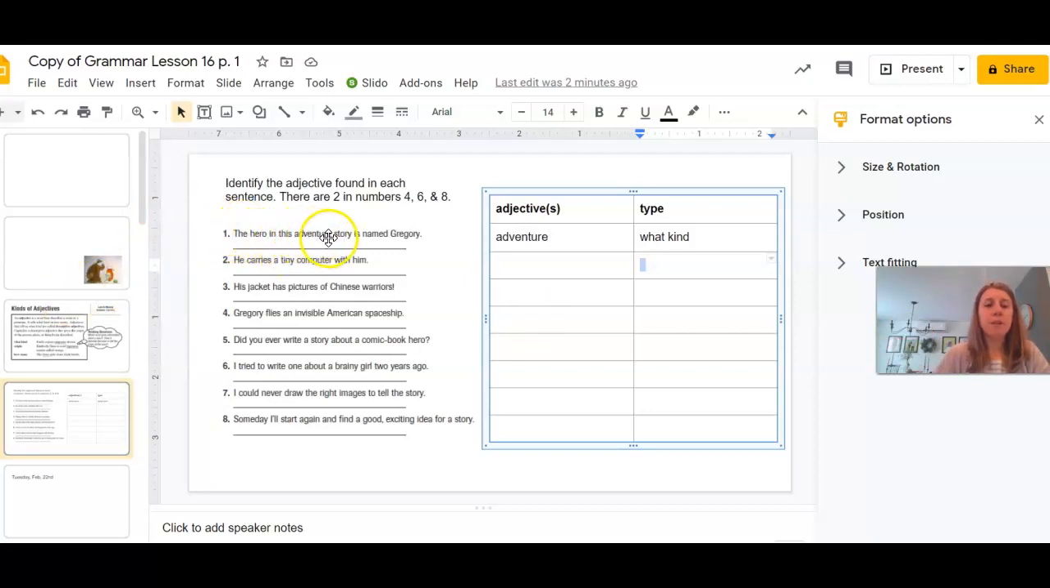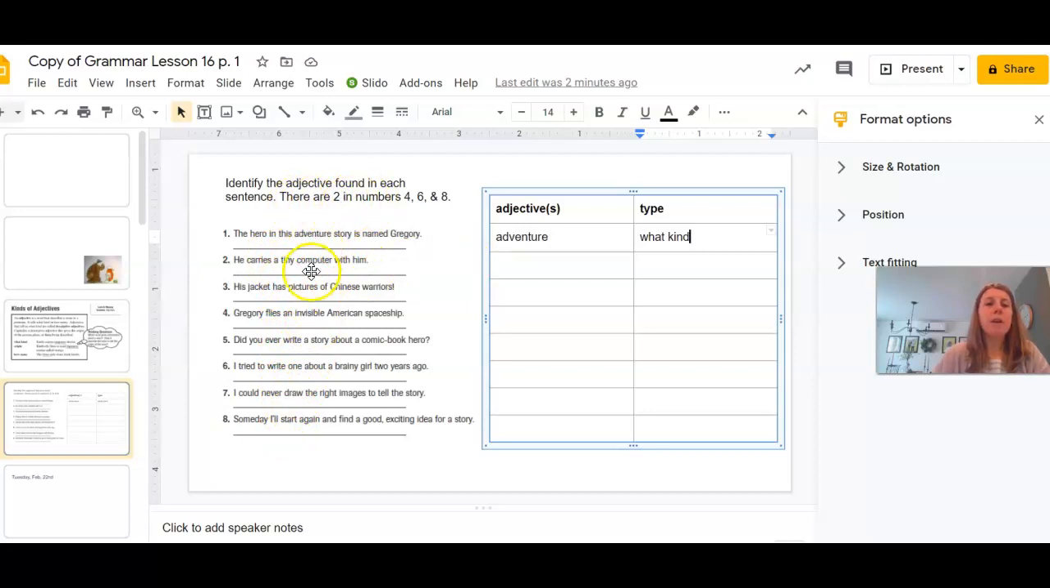The hero in this adventure story is named Gregory. What is the adjective? What is being described? The story is being described by saying it's an adventure story. So we would type adventure here as our adjective, and that describes what kind of story it is. It's an adventure story. So you will continue to do that with 2 through 8.